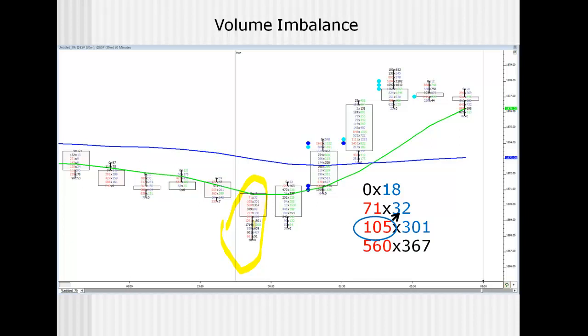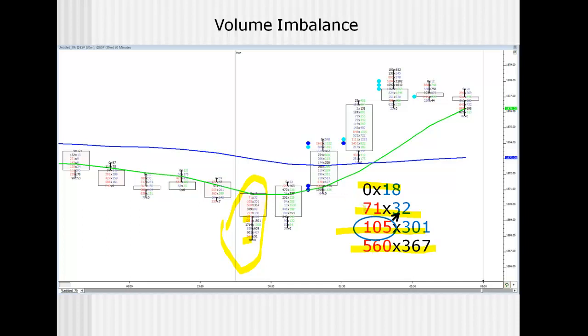Now, in this case, just a cursory look, if you take a quick look, you will see that we probably have a few more on the red side than we do green. So there is an imbalance on the bid side, if you will. And here's how we're looking at it. If you take a look here at this particular period, at the very top it says 0 and 18. The next level, 71 and 32. The level after that, 105 and 301. And then 560 and 367.